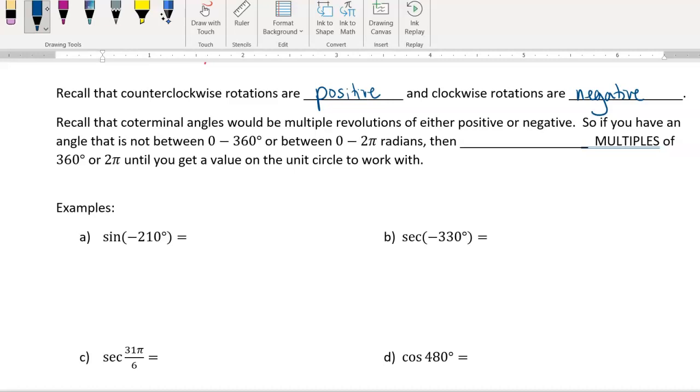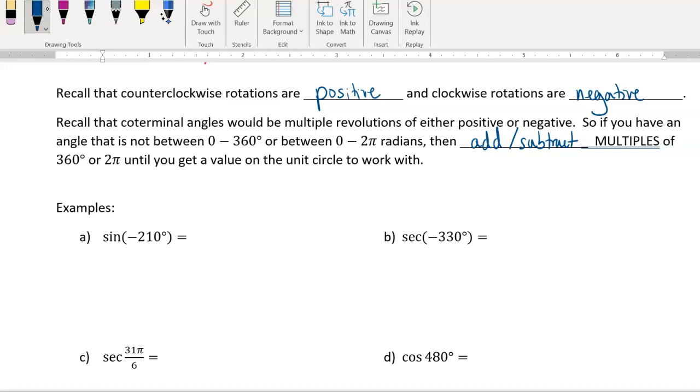So if you have an angle that is not between 0 and 360 degrees, or if you have a radian measure that's not between 0 and 2 pi radians, then what we're going to do is add or subtract multiples of 360 degrees, if we're dealing with degrees, or multiples of 2 pi, until you get a value on the unit circle to work with.